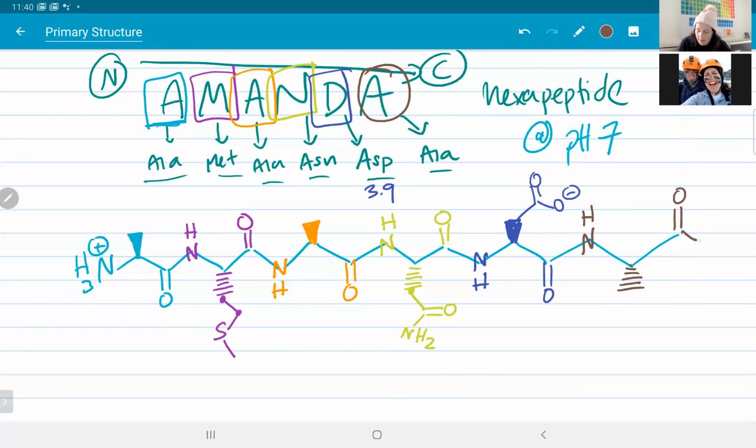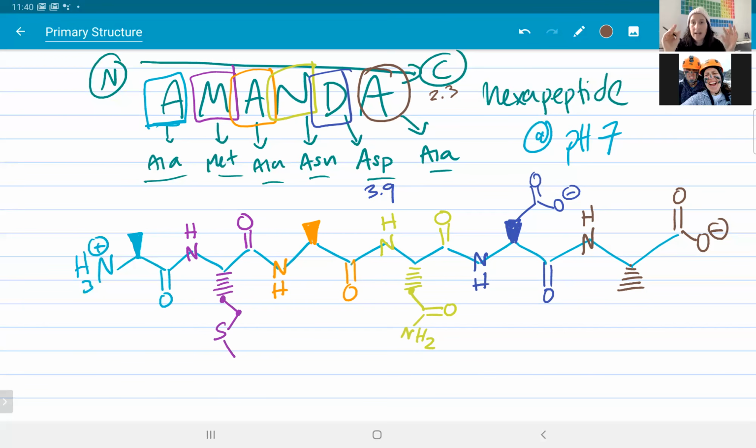Then we have to put in our C terminal. Remember, the C terminal has a pKa value of 2.3. We're at pH 7. We're well above the pKa value. Therefore, it will be deprotonated. So you'll see that negative charge on that carboxylic acid. So here's what my hexapeptide, my first name, looks like. Okay.